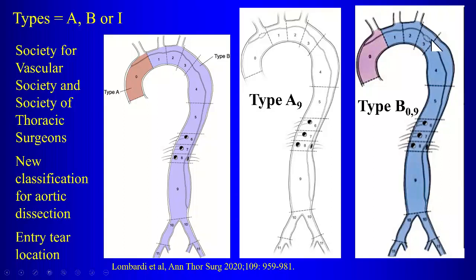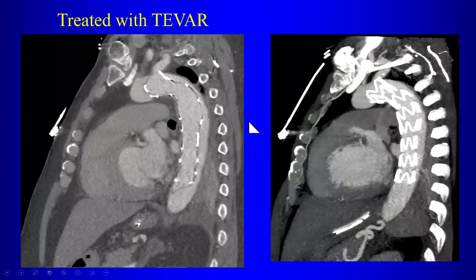So by closing the entry tear with a covered stent, that prevents the retrograde flow of blood here into the ascending aorta, and eventually the expectation is that the dissection flap here will heal. Okay? And so in this particular patient, that's how the patient was treated. This patient was treated with a covered stent here, okay?